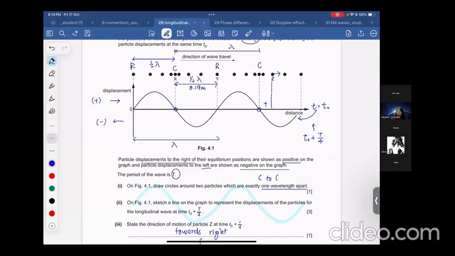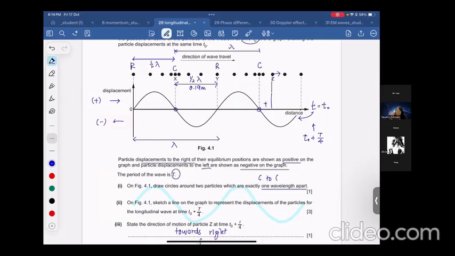Then T over 4, you can think of it like 90 degrees. One complete wave is 360 degrees. Using degrees is not good, you will get confused. So starting here, this black color actually is T equals T0.